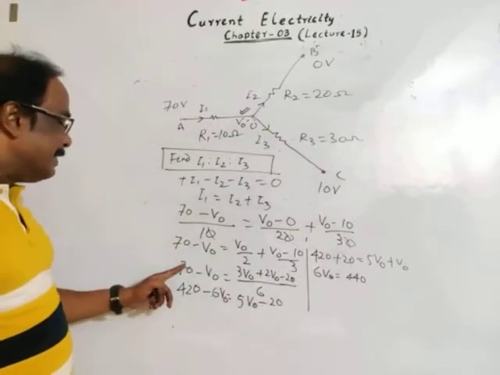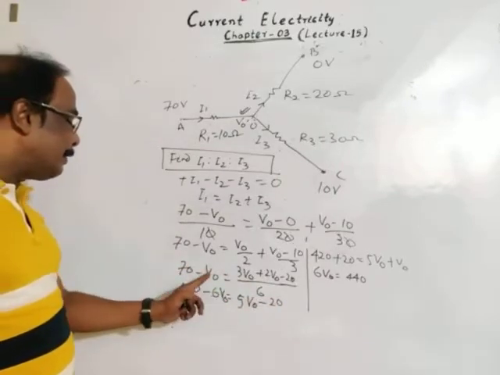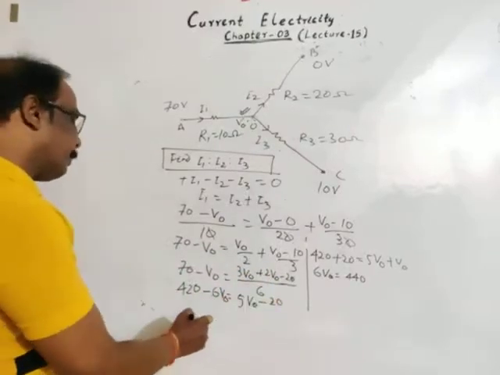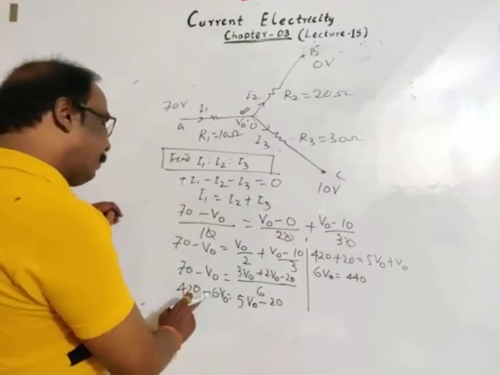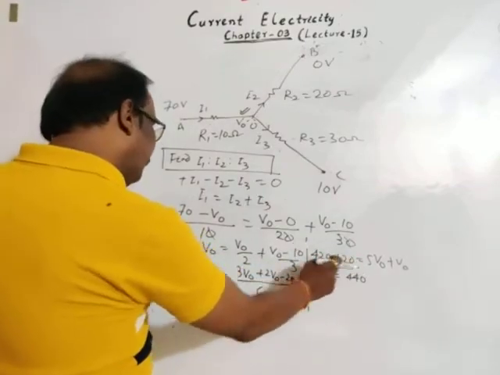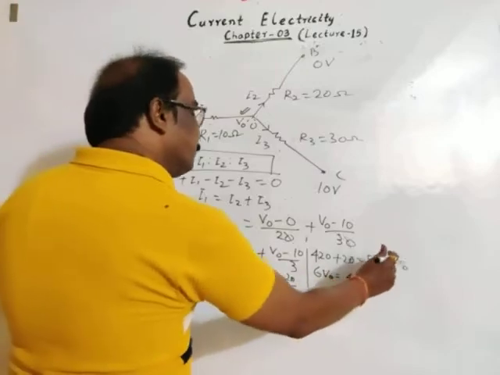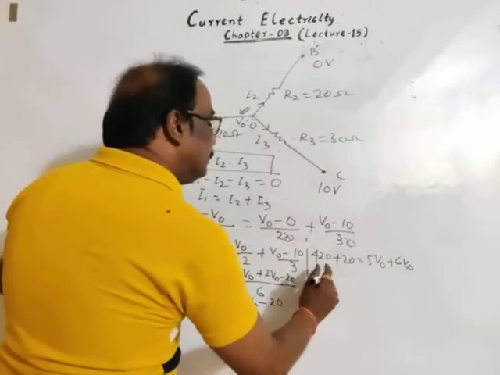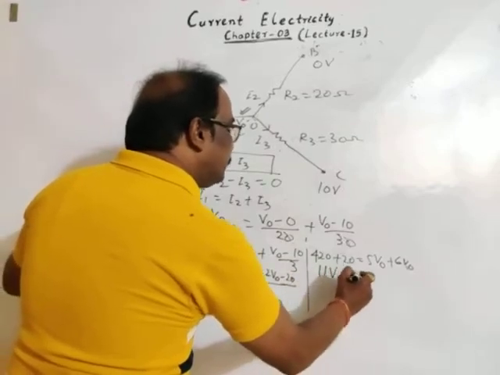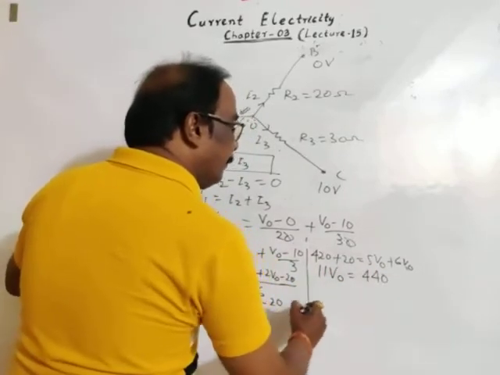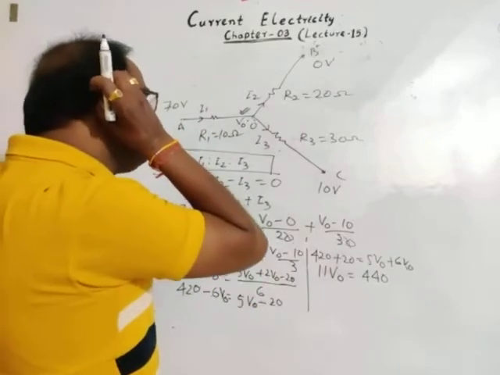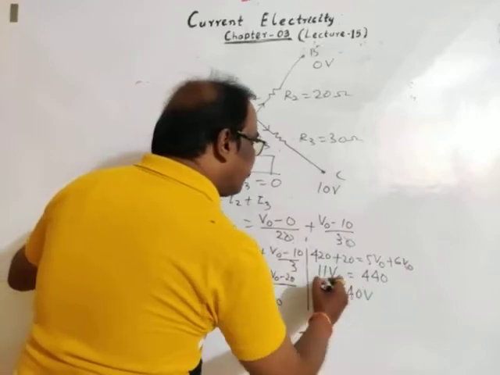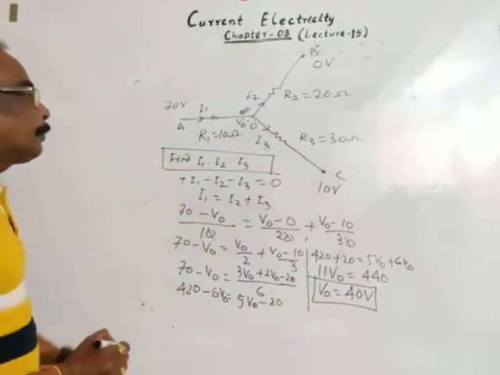This was the mistake. 6 into 70, 420 minus 6 VO. Okay. This is 3 plus 2, 5 VO minus 20. Okay. Now it will be 420 plus 20, 440. 5 VO plus 6 VO. Then this is 11 VO is equal to 440. Okay. 11 VO is equal to 440. Then VO is equal to 40 volt. Okay. VO is equal to 40 volt.